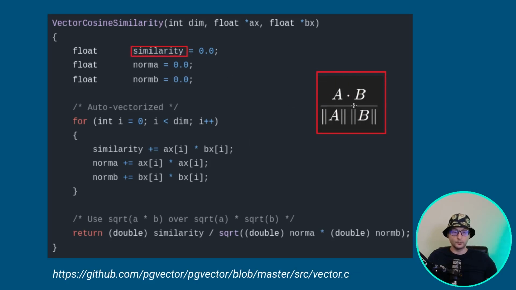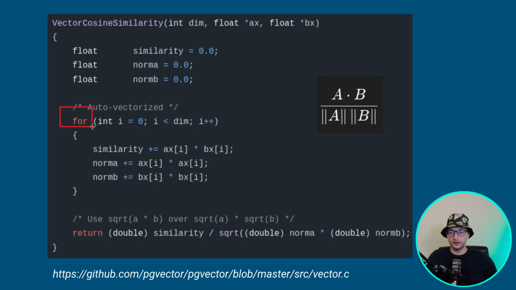So similarity will be this part of the formula at the end of this implementation. And then we have norm A and norm B. Norm is just another word for the magnitude of the vector. So norm A and norm B will be these parts of the formula.